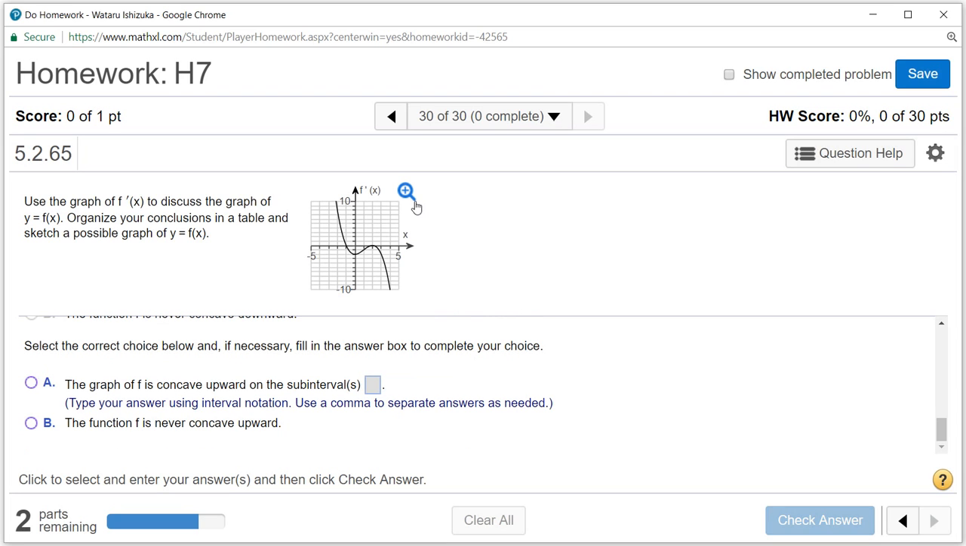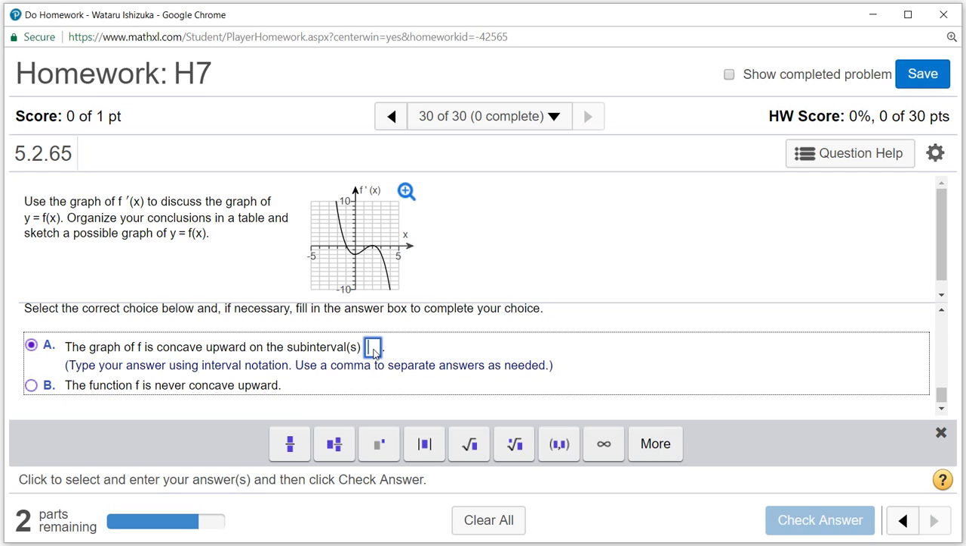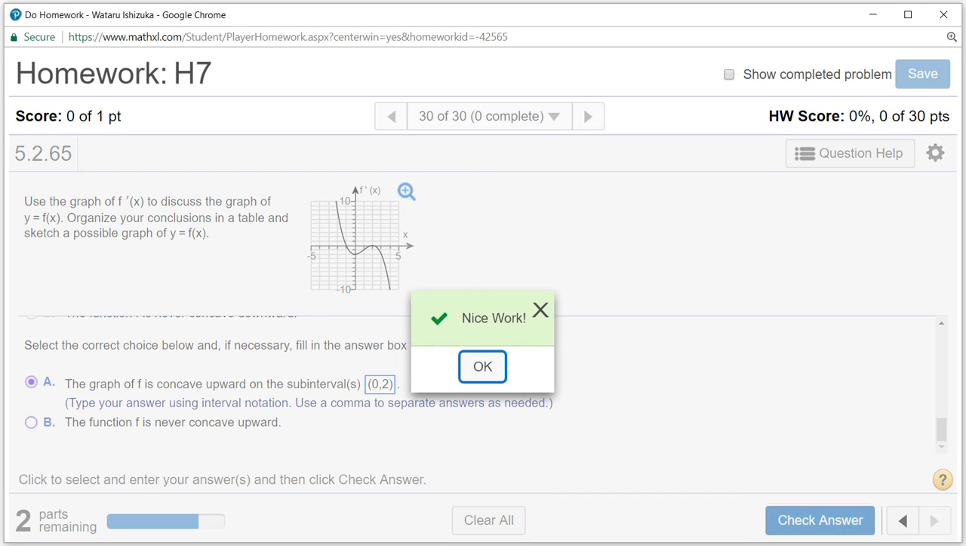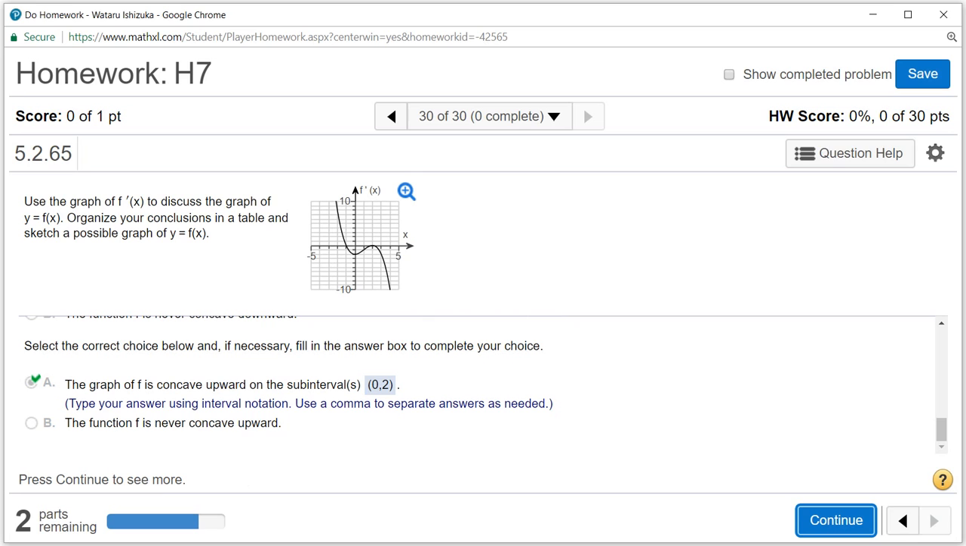And concave upward means that the second derivative is positive, which means that the first derivative is increasing, so it's between 0 and 2. Check the answer. We got that. All right, and I'll continue.